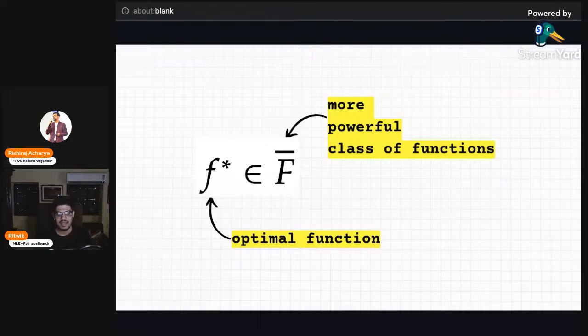So when we are saying that f star can be approximated given small f belongs to capital F, where capital F is a class of all functions, we can always say that if there's a class of better functions, a class of more powerful capital F, then f star will be better approximated.